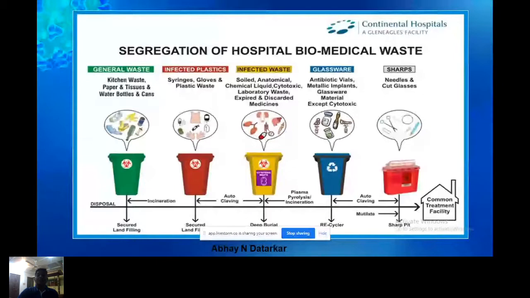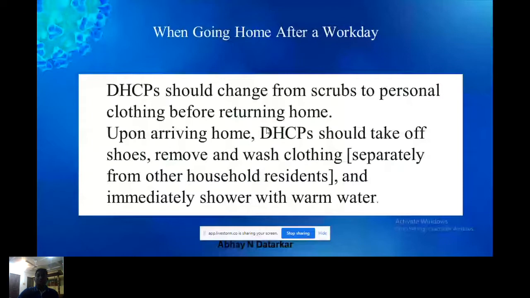Now when going home, once your procedures are over, the dental health care worker should change from the scrub to personal clothing before returning home. So our recommendation is, when you go to the dental operatory, change your clothes. Use clothes like how we do for the operating room or operation theaters. You should have another set of what we call scrubs.